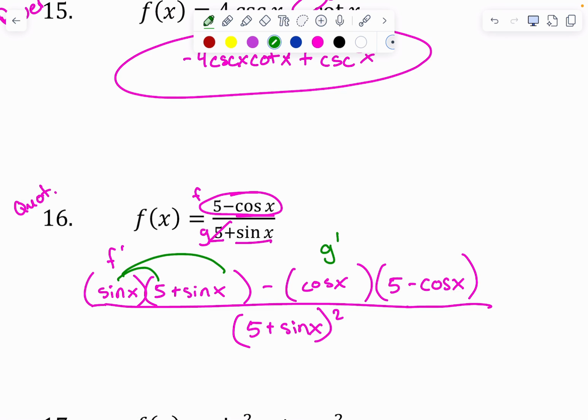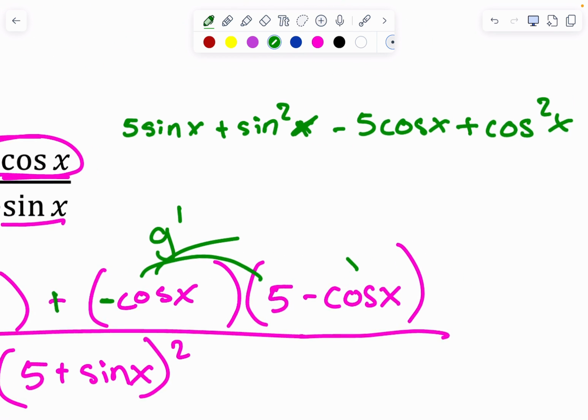Why distribute? Because it's trapped on the top. There's a minus between them. So I'm going to put the negative with the cosine. If I distribute him through, this is 5 sine x plus sine squared x, minus 5 cosine x plus cosine squared x. There are some funky things that can happen there.